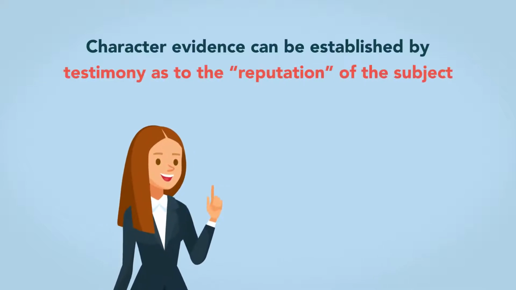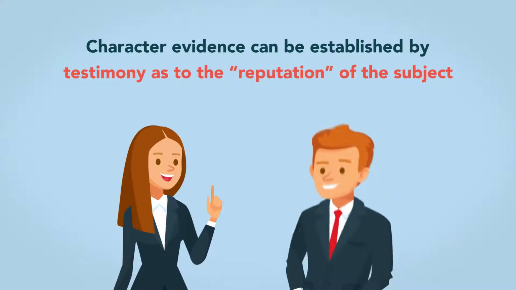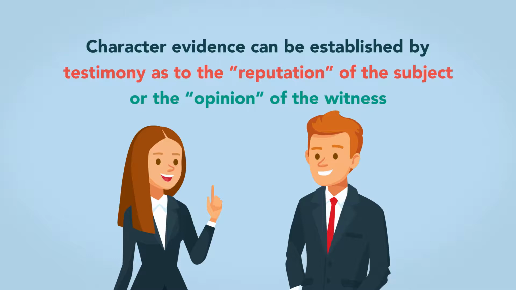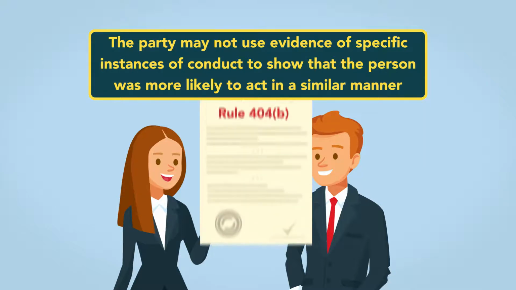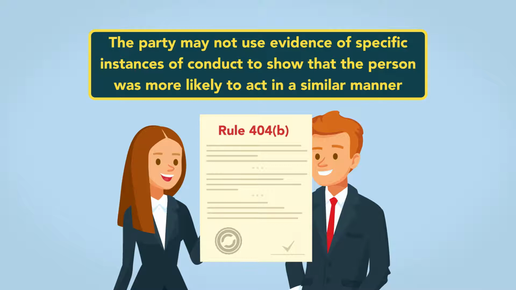Note that in both cases, character evidence can be established by testimony as to the reputation of the subject or the opinion of the witness. The party may not use evidence of specific instances of conduct to show that the person was more likely to act in a similar manner, unless an exception applies under Rule 404(b), which we turn to next.